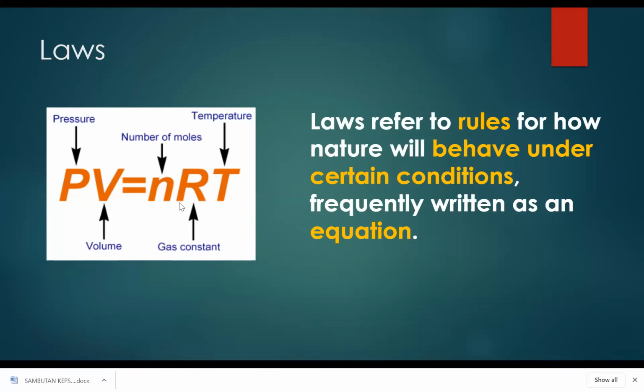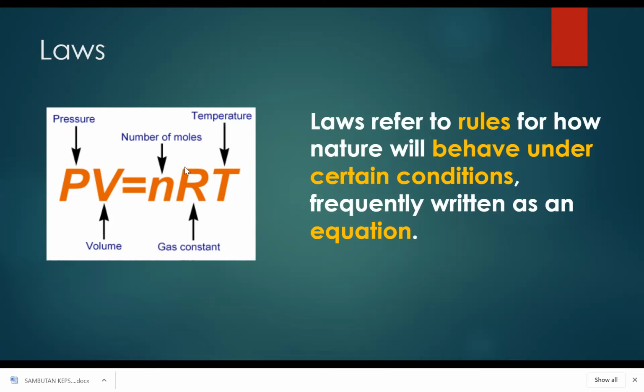For example, here is one example of the laws in chemistry, which we call the ideal gas law, and it is the equation for the ideal gas law: PV = nRT. So later we're going to learn what this law means, but this is an equation that shows you the rules of the law. P shows you the pressure, V shows you the volume, n shows you the number of moles, R shows you the gas constant, and T shows you the temperature.